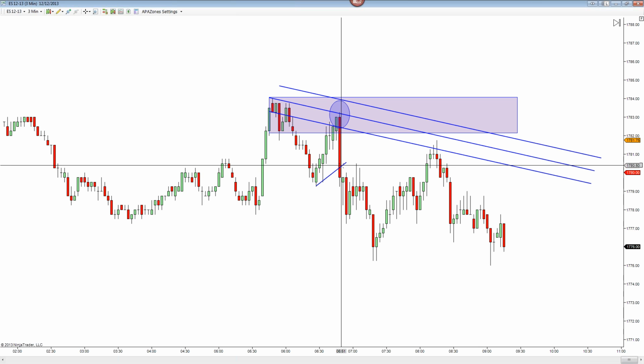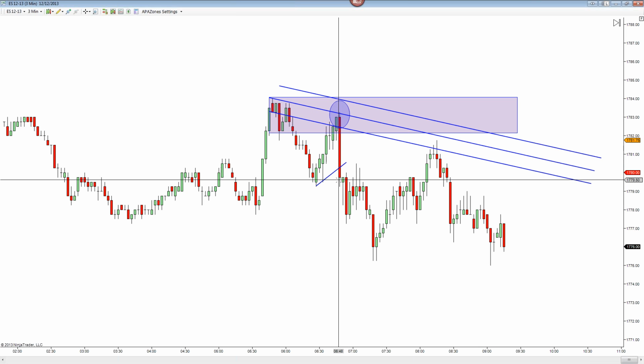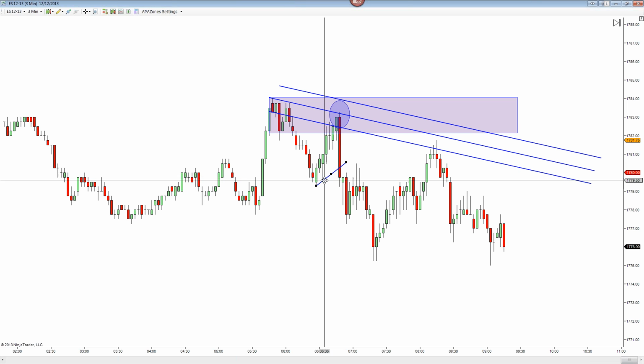The sad thing on this particular example is, you'd have a crazy big stop on ES. So that doesn't work out very well for us. That's not a really great example, but this is the idea that we're going for.